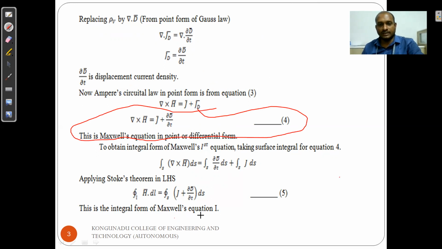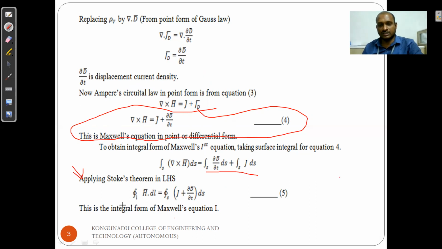So to obtain the integral form, we are going to apply the Stokes theorem. To obtain the integral of Maxwell's first equation, taking surface integral on both sides. So for equation number 4, surface integral del cross H ds is equal to surface integral dou D by dou t into ds plus surface integral J ds. So we are going to take commonly dou D by dou t plus J into surface integral ds.